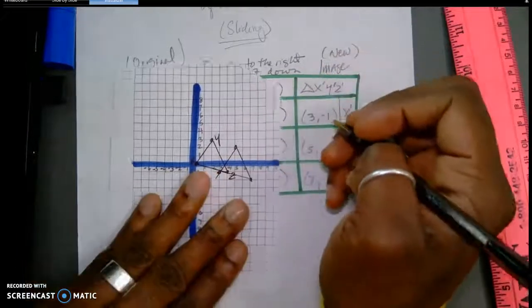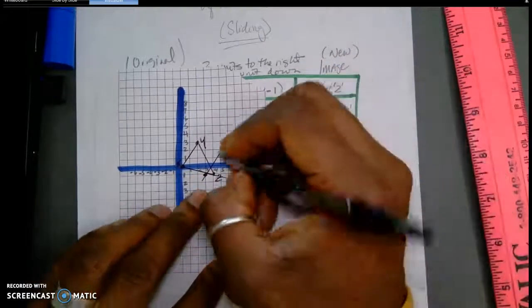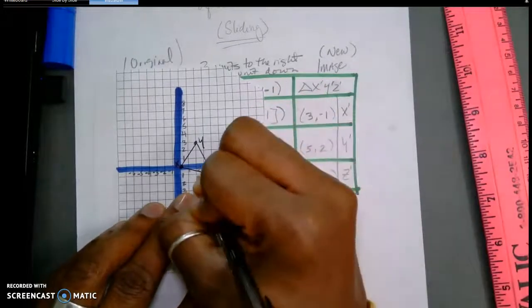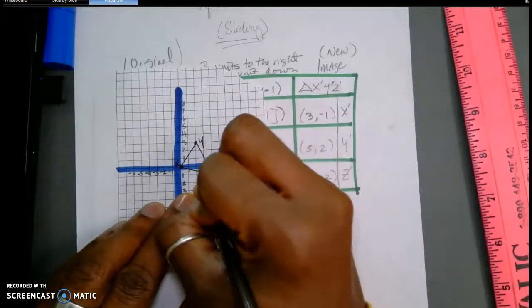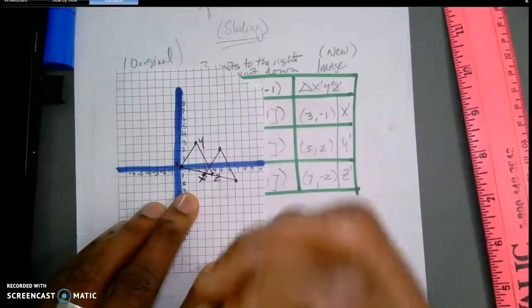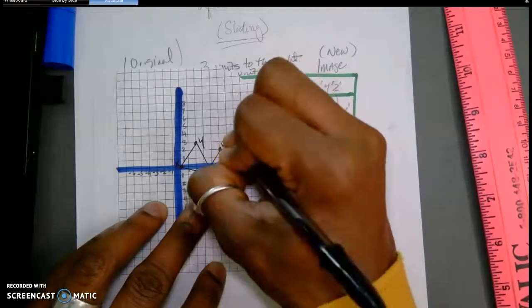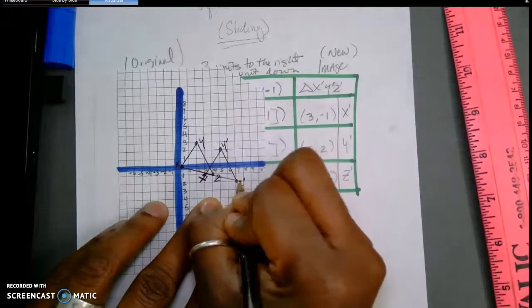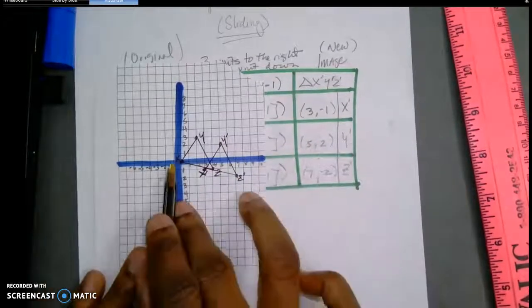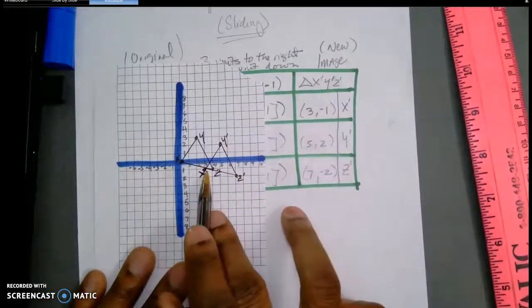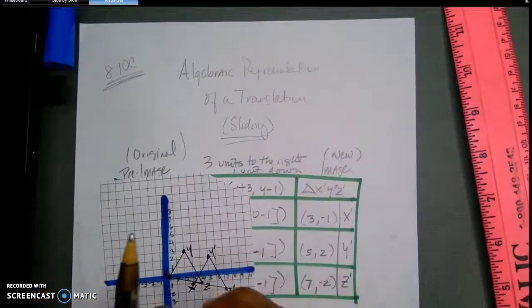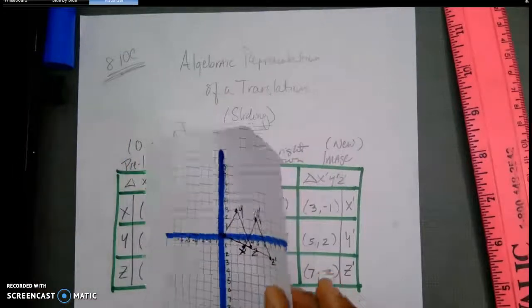Okay, so this 3, -1, we're going to say that this is x prime. 5, 2, this is y prime. And then z prime is here. Okay, so if you notice, my shape has shifted to the right and down. Okay, and that is pretty much it with algebraic representations of a translation. You can do any one just like that. You just have to pay attention to the rule.